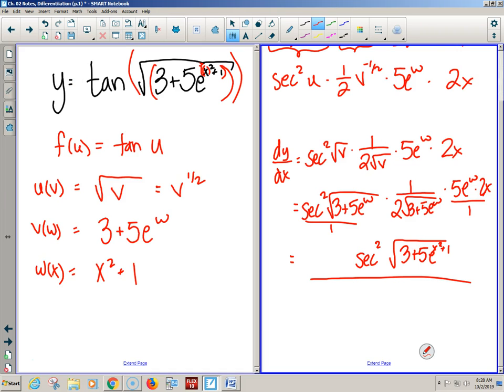We have a 5 e to the w, which is x squared plus 1. But then we had this little x dude. I guess x's usually go in the front, so I just put this here. And I'm going to go ahead and reduce that too. So I can do 5 and x and e to the x squared plus 1, times my secant squared of my blah, blah, blah. My 2's can reduce, that's nice. And then I have the square root of 3 plus 5 e to the x squared plus 1. Guess what?